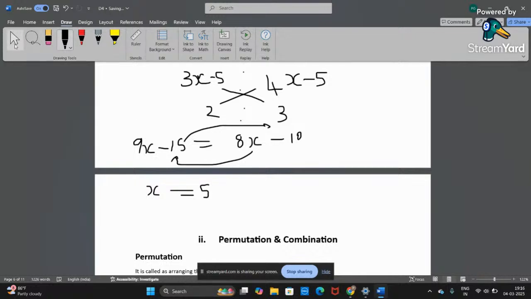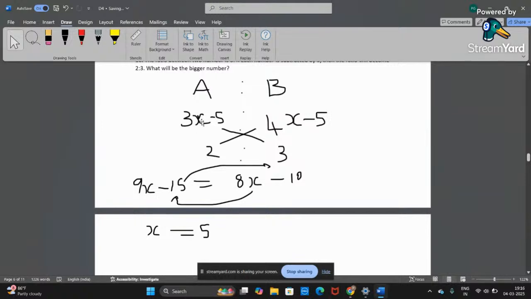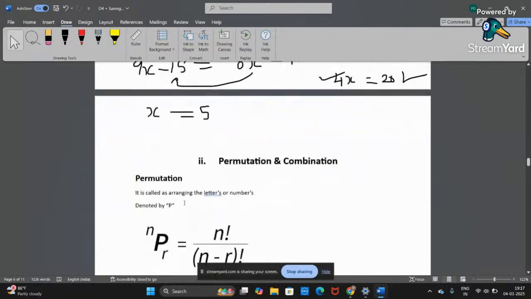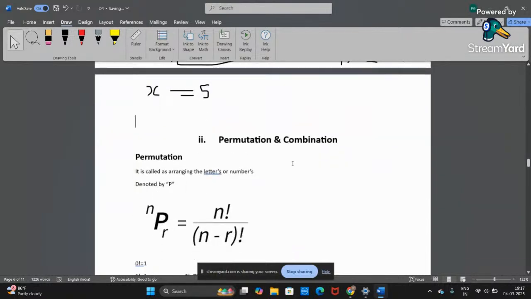Now we have to find the bigger number, right? So we have to substitute the value to the 3x and 4x. First, let's substitute a value for 3x. 3 into 5. Why 5? Because x value is 5. For 3x, we are getting 15. For 4x, we are getting 20. In this, the bigger value is 20, and if they ask for the smaller number, then it is 15. That means the bigger number is 4x and smaller number is 3x. This is your answer. Now let's move on to the next topic, that is permutation and combination.